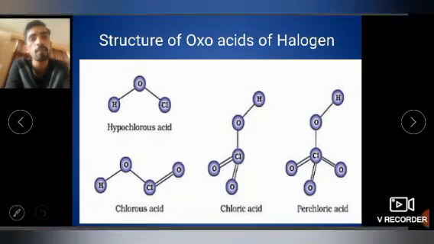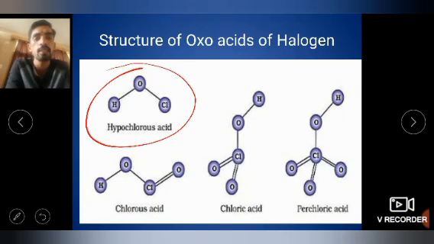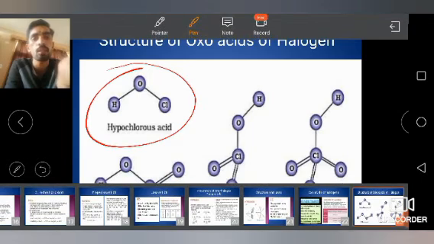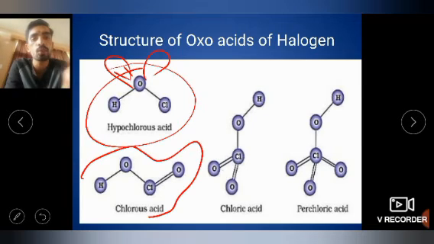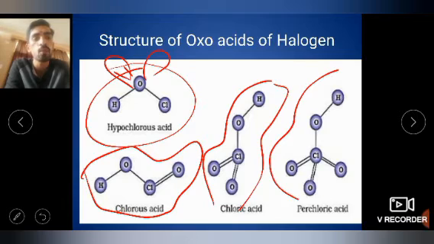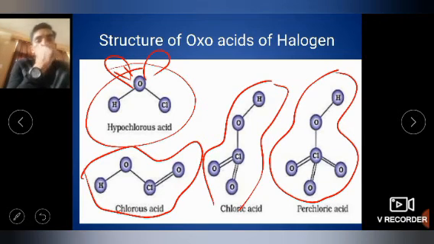You can see the structure of hypochlorous acid. It is HOCl, so one oxygen, one H, one Cl, and two lone pairs will be there. Chlorous acid is HOClO, then HOClO2, and HOClO3 is perchloric acid. So practice these structures and try to understand.